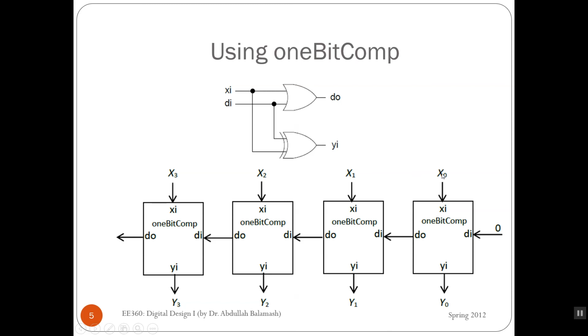feed each bit of the input into the Xi of each of these 1-bit modules. For each DO of this module, it is fed into the DI of the next module. The Yi's here represent the final output of the 4-bit TwosComp2 circuit. Now let us see the Verilog modules for these 2 circuits.